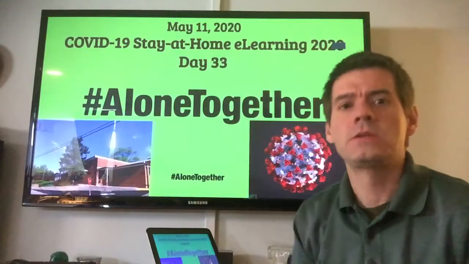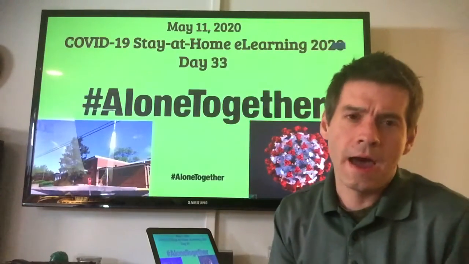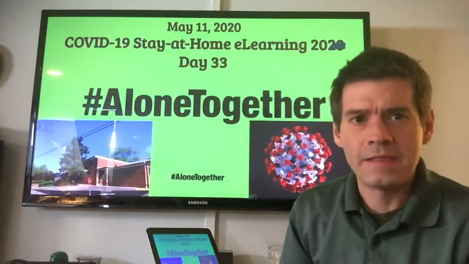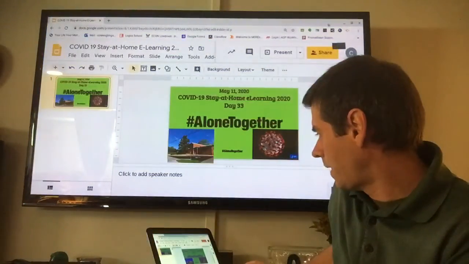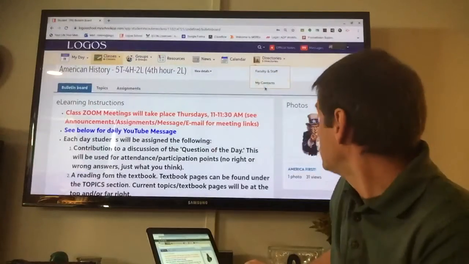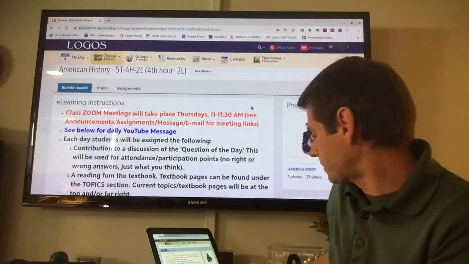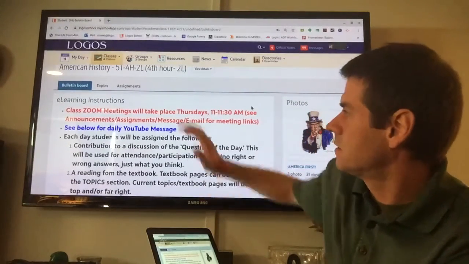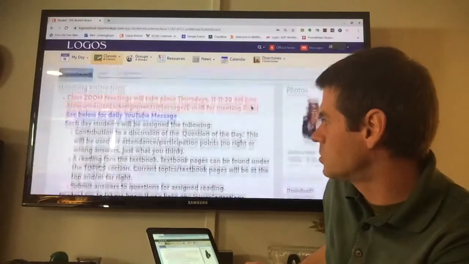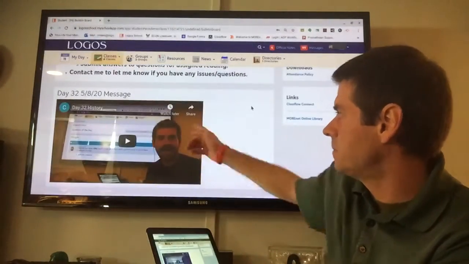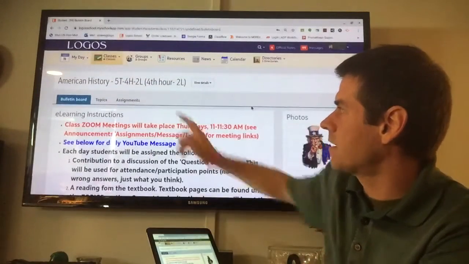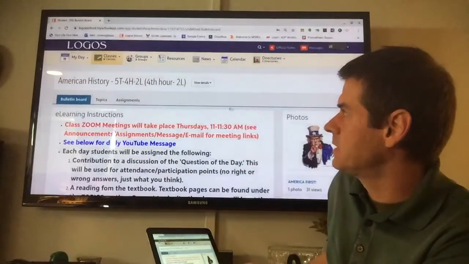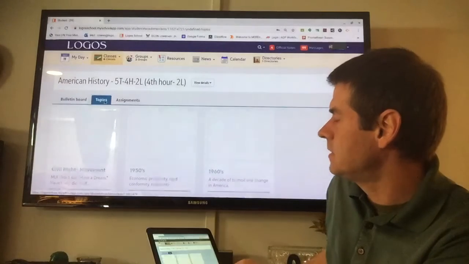But it is Monday, so let's get right into the Blackbaud and the e-learning. So we'll go ahead and take a look at our Blackbaud bulletin board. There it is. We see our bulletin board with our instructions. We scroll down, we see the message from last week. But we're going to look at first the three tabs at the top. Let's look at the topics tab.